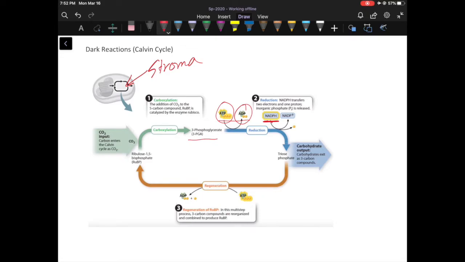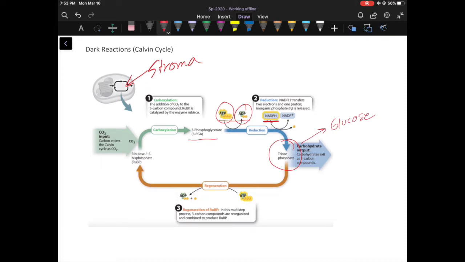And after that, what happens is the NADPH will transfer its electrons to the 3-PGA molecule, releasing the phosphate and making what is known as a triose phosphate. Okay, and eventually that triose phosphate will go on to make glucose. And this process is known as gluconeogenesis, but I don't think you need to know that.